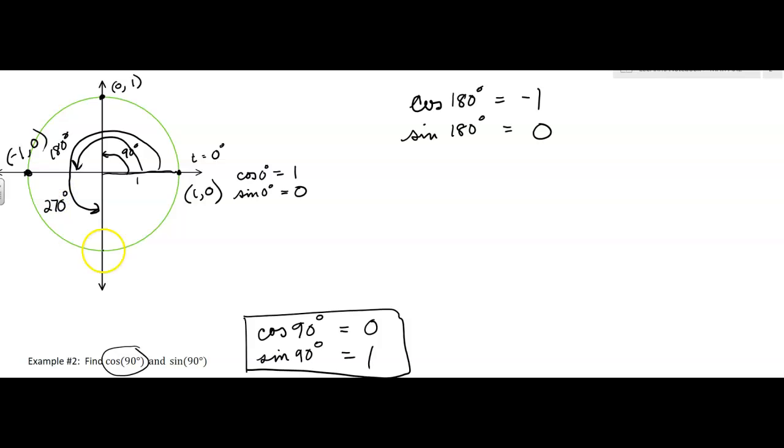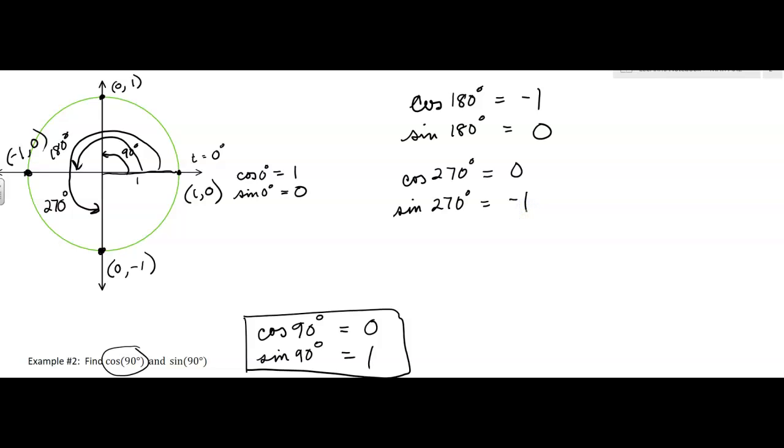And so what are the coordinates for that point right there? Well, you're on the y-axis, so x is 0, and y is -1. And so the cosine of 270 degrees is going to equal the x value, 0, and the sine of 270 degrees is going to equal -1.